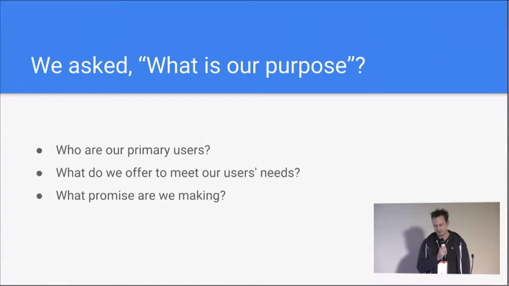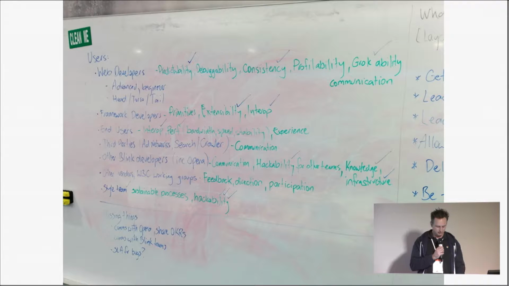So early this year, when trying to figure out what we're going to do, we asked ourselves, what is our purpose as a style team? Why do we exist? Questions we asked ourselves to help with this were: who are our primary users? What do we offer to meet our users' needs? And what promises are we making? So we brainstormed, we whiteboarded it, and I'll transcribe that for you.